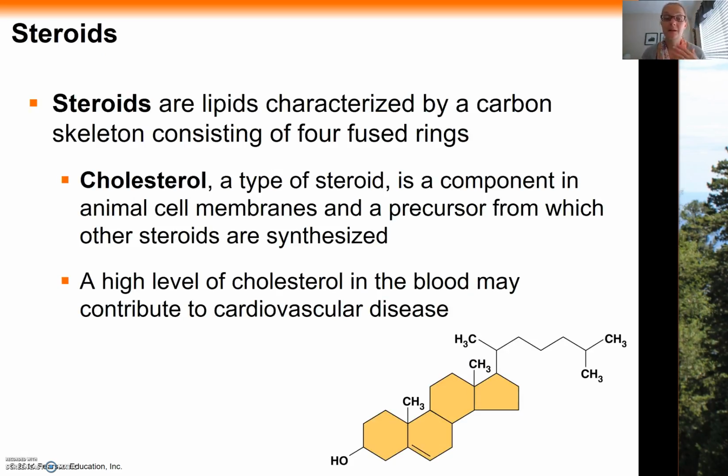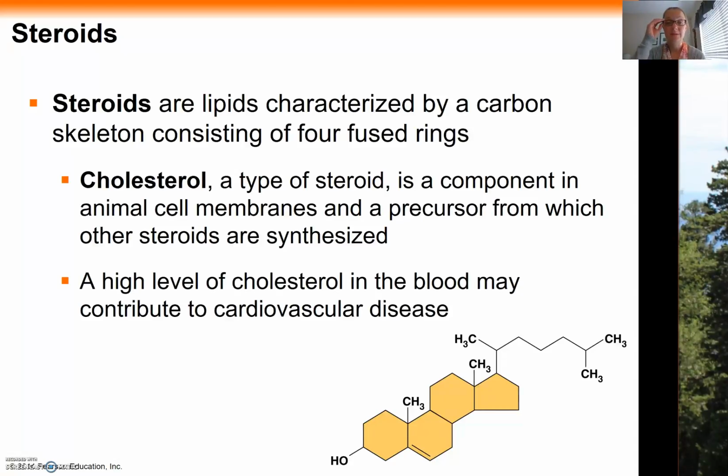All right, and then our last category of lipids are going to be our steroids. Now steroids, they look absolutely nothing like fats or like phospholipids, and they're actually characterized by a carbon skeleton that consists of 4 fused rings, much like what you see down here. So 3 of the rings are going to be 6-membered rings, and one of them over here on the right-hand side is a 5-membered ring. What you see down below, that's cholesterol.